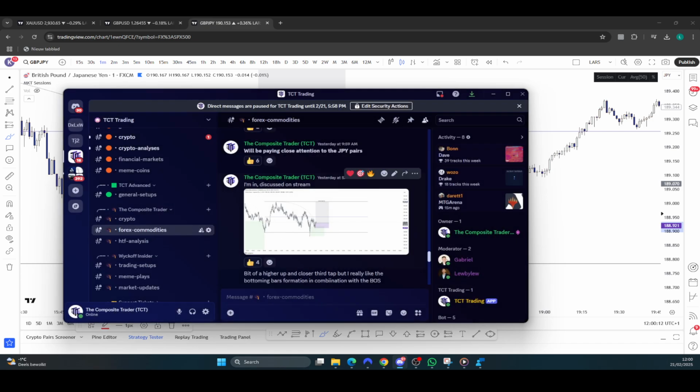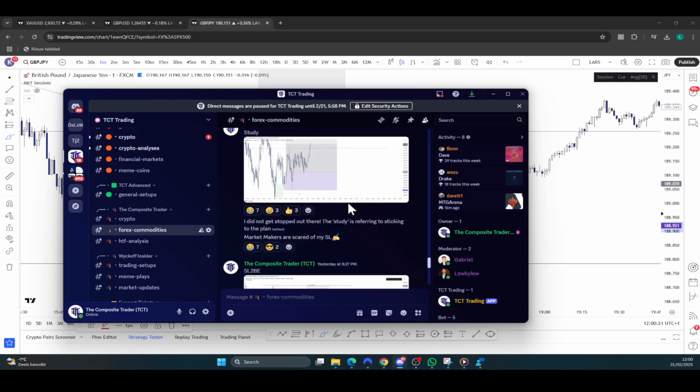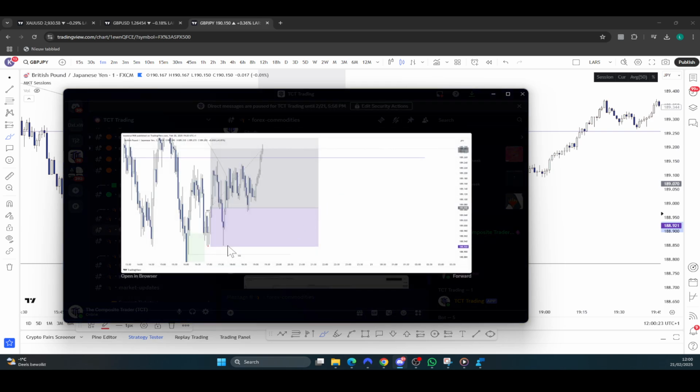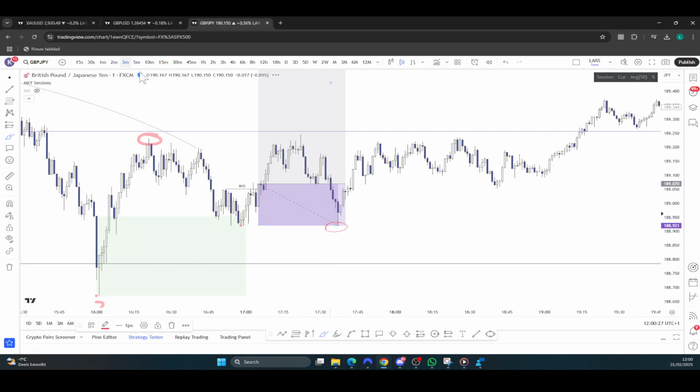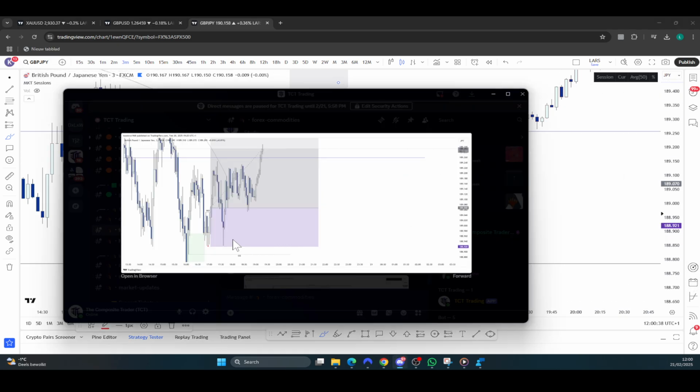So I said I'm in, discussed on stream, and I was just letting the trade do its thing, stick to the plan. I went back to check on what it was doing, and you can see right here, it's the 3-minute time frame. It's the same time frame as I'm currently showing it right here. You can see I'm on the 3-minute. It's the same broker, GBPJPY FXCM, and right here it took that low. Whereas yesterday on the same broker, FXCM GBPJPY on the 3-minute, it didn't take that low.